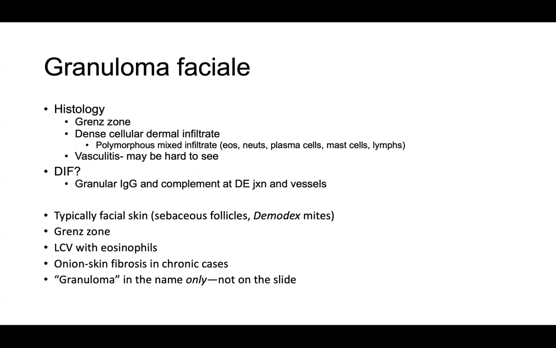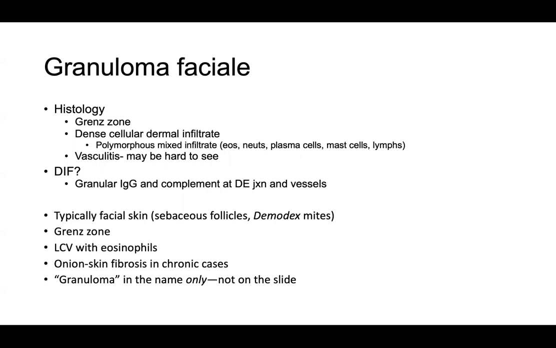So you see this clear separation between the epidermis and the inflammation in the dermis. That's known as the Grenz zone. You see dense cellular dermal infiltrate, including polymorphous mixed infiltrate. So eos, neuts, plasma cells, mast cells, lymphocytes, everything's there.